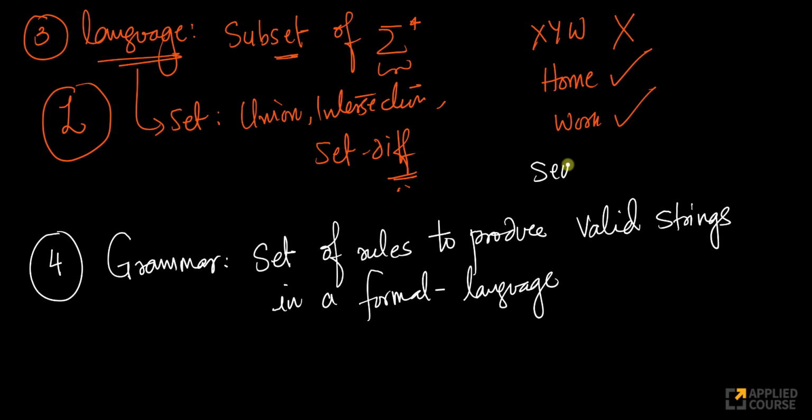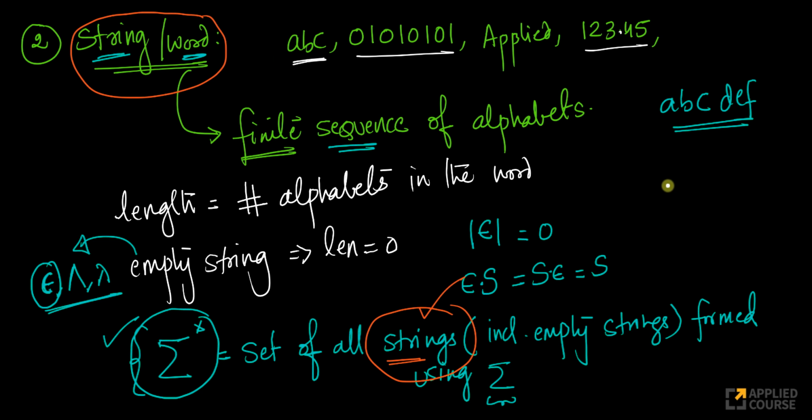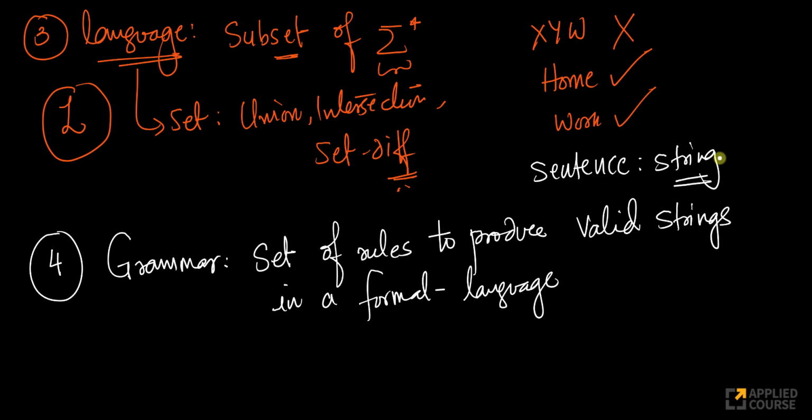Remember, a sentence is also a string, if you think about it. If you consider space, exclamation, comma, all of these as part of your alphabet, then a sentence in English is also a string or a word, right? So a grammar gives you a set of rules to produce valid strings. Now we will learn how to actually represent these rules mathematically. We'll learn that a little later.